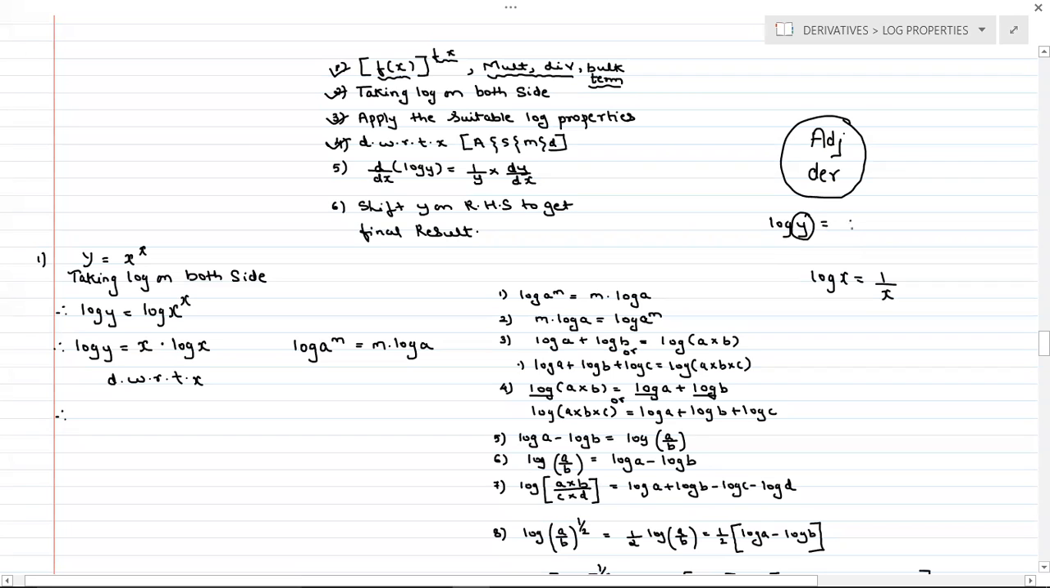So log y will be what? 1 upon y, but x is replaced by some other term. So derivative of y will be what? We know that it is dy by dx. So directly remember, whenever you have to find the derivative of log y, straight away you write 1 upon y into dy by dx. Yes or no? Remember this. Okay. Understood? Okay.